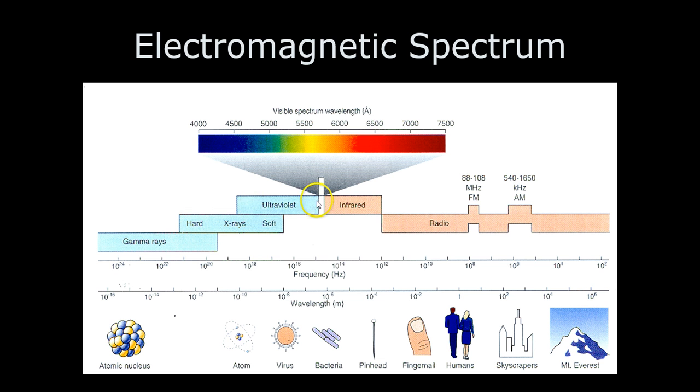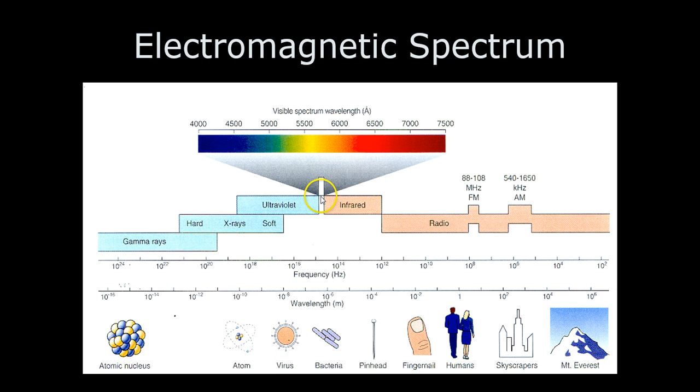Keep moving. UV. Ultraviolet. Ultraviolet light causes skin cancer, damages DNA. All right? It's not as energetic as X-rays and gamma rays, but still, it's harmful. And you can see the size, right? UV light, like a virus or something like that.